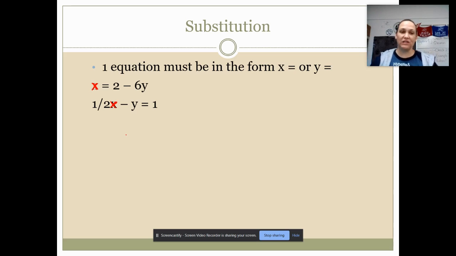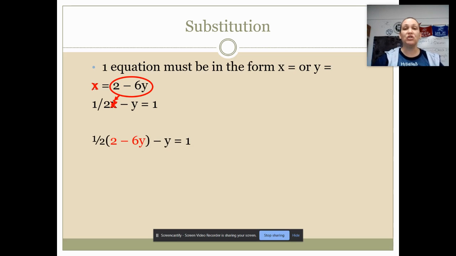Now, since the first equation tells us that x is equal to 2 minus 6y, that means that anywhere I see the letter x, I can replace it with a 2 minus 6y. And so what I'm going to do is substitute 2 minus 6y into the x of the second equation. Now, everything else in that equation is going to stay the same. So it's still going to have the 1/2, it's going to have the minus y, it's going to equal 1. But I'm going to scribble out the letter x. And in its place, I'm going to put a 2 minus 6y. Notice that everything else is still there. Only thing that changed was the x.